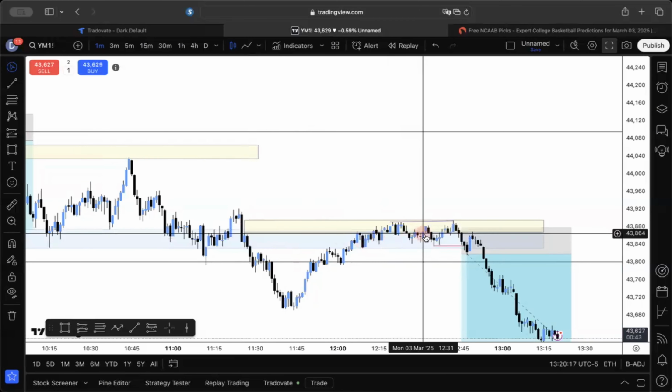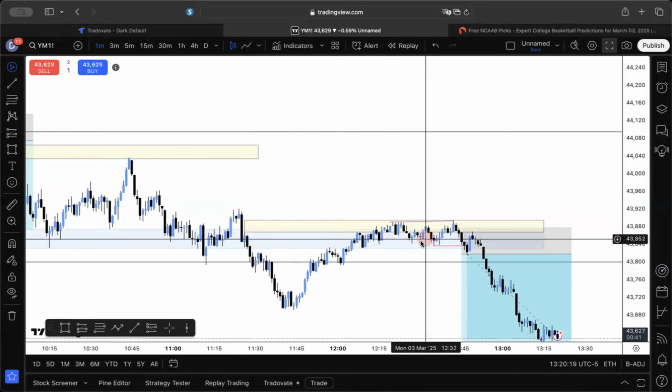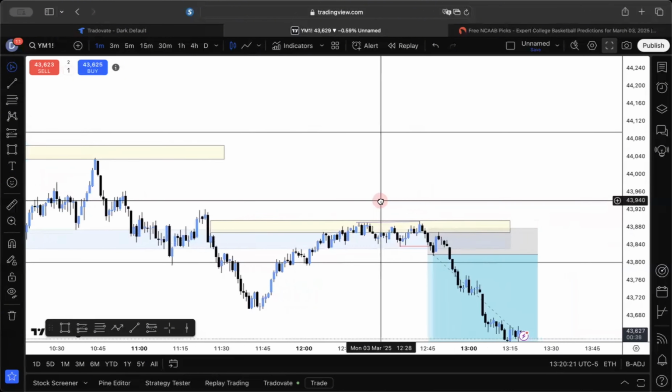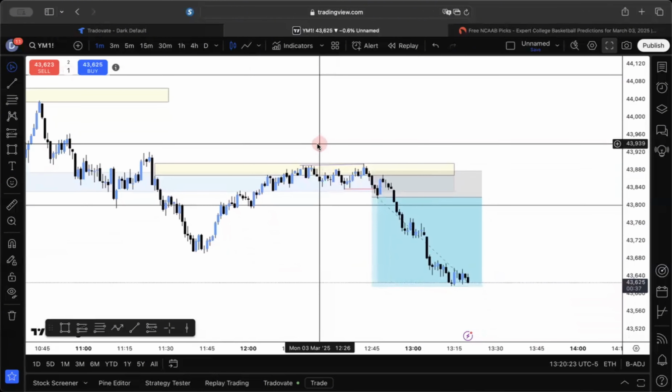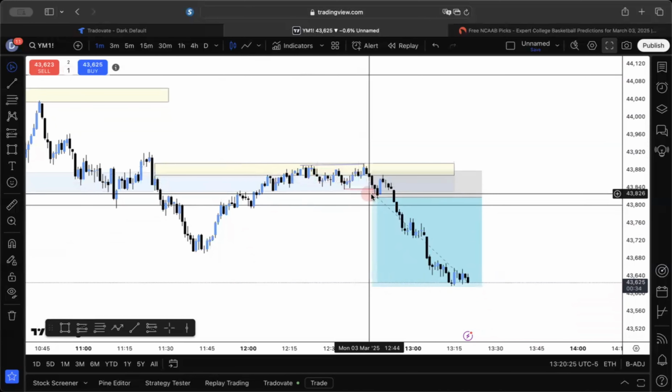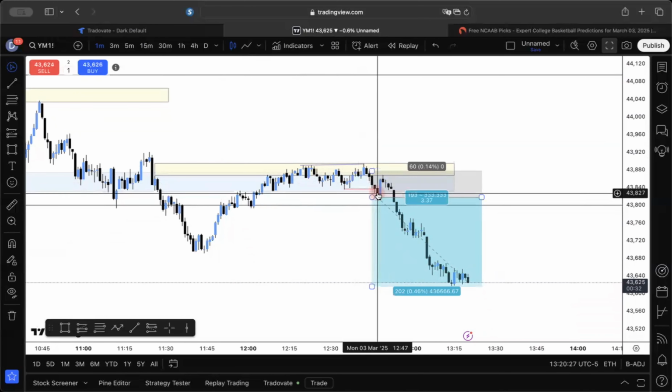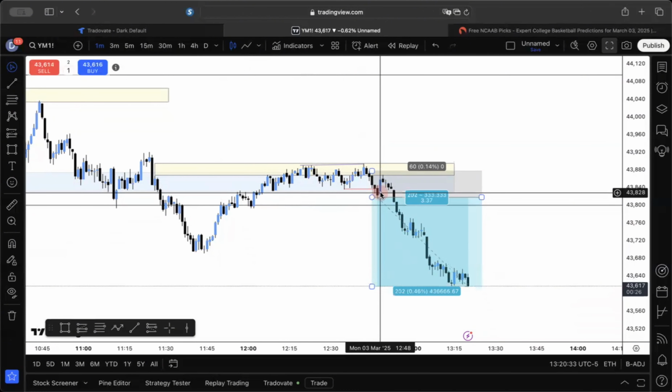I did like how this was rejecting and consolidating at this area here. So I said, why not test that theory? And let's play it all the way out. So it came through. I did send this to the Discord as well. I wanted to get a breakout candle closure here for a sell stop.